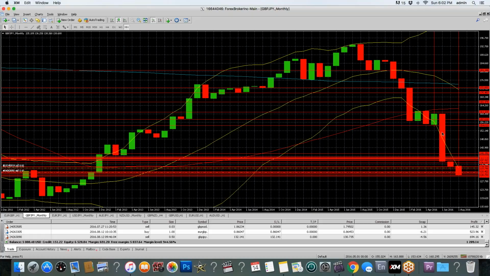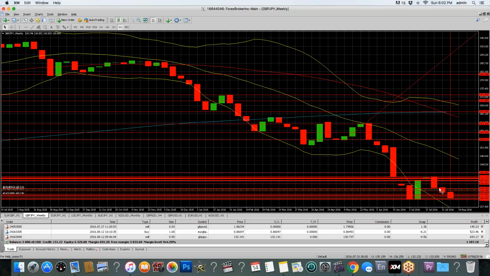So look at the monthly. Clear downtrend right now. Clear downtrend. Let's look at the weekly. What we're looking for right now is that as soon as this weekly candlestick drops below this low, this price right here, the 130.7, we're in the clear for months of more profit.